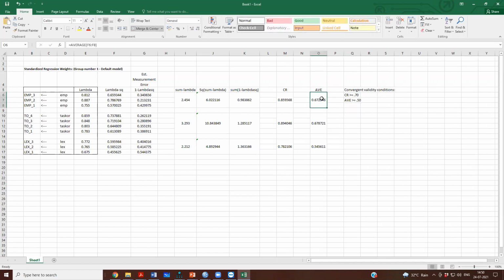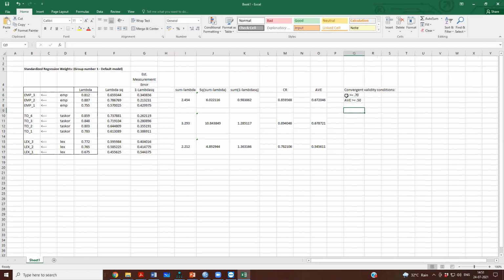What does AVE signify? On an average, the latent factor EMP explains at least 50% variance in each item. So here we are saying on an average, the latent factor is explaining 67% variance in each of the items, right? And we said that the convention is that this should be greater than 0.50, and we are thus getting an evidence that these are very good items for the latent factor EMP.